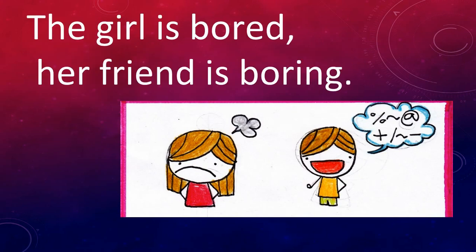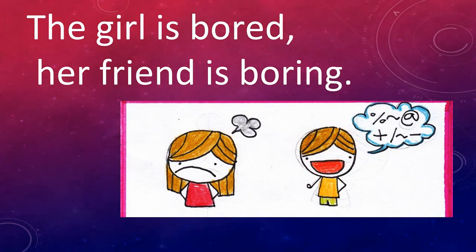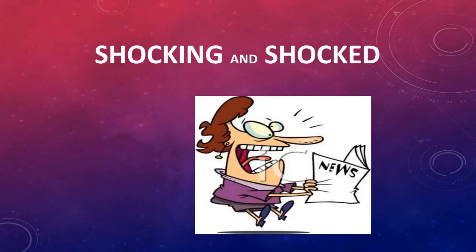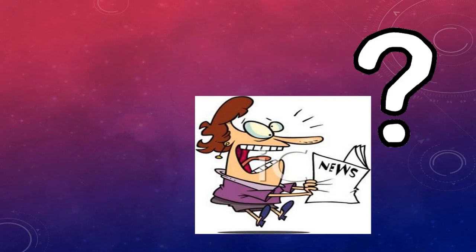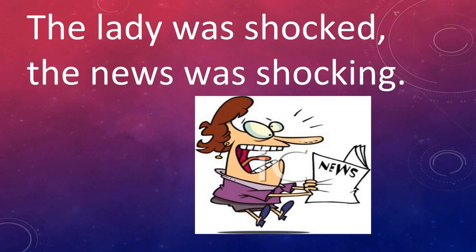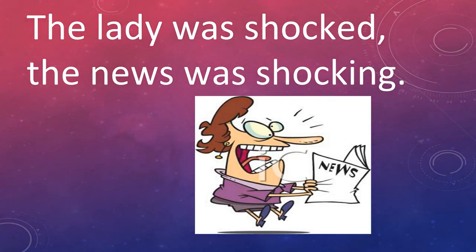How would we use that in one sentence? The girl is bored. Her friend is boring. He's talking too much. Not interesting. The girl's feeling is bored. Shocking and shocked. So we can make a sentence using those two. The lady was shocked. The news was shocking.